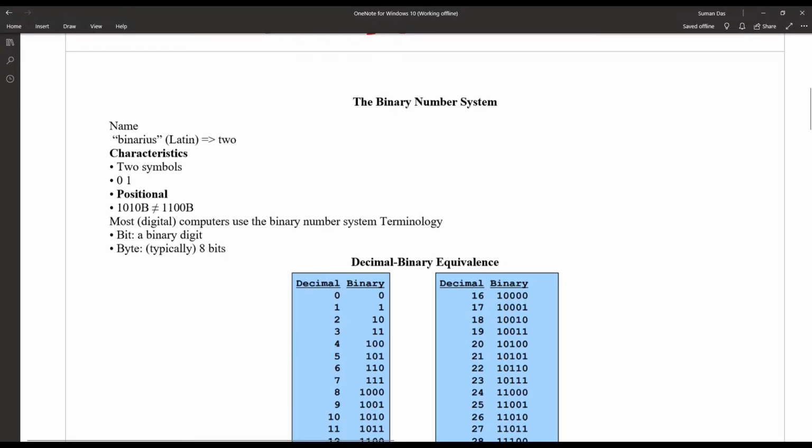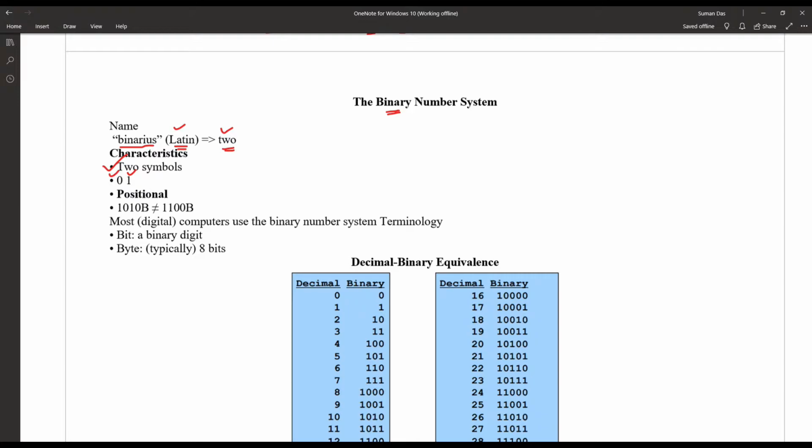For the binary number system, binarius is a Latin word and it means 2. Once again, binarius is a Latin word and it means 2. And from that word binarius, the binary number system has been named. What are the characteristics? It has particularly two symbols, and those are 0 and 1.